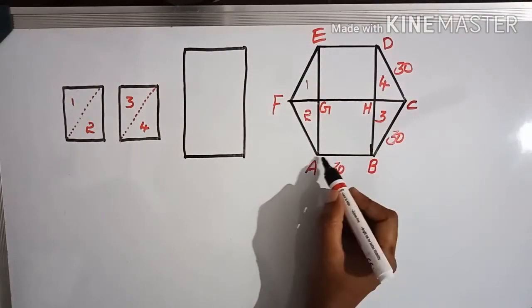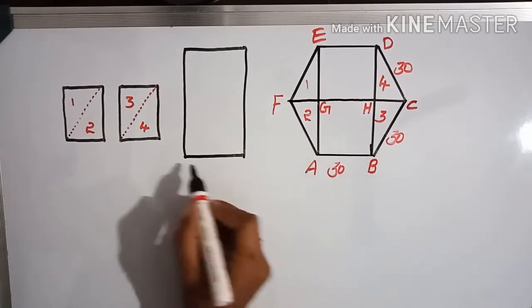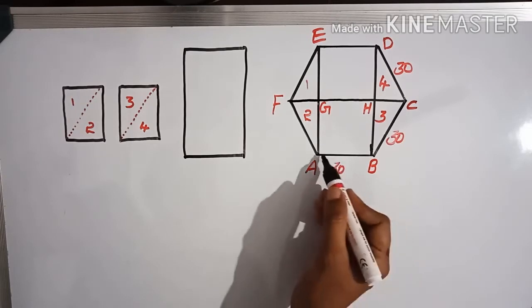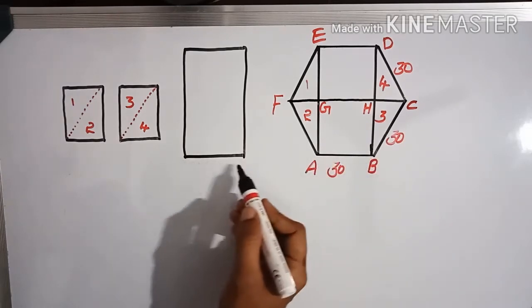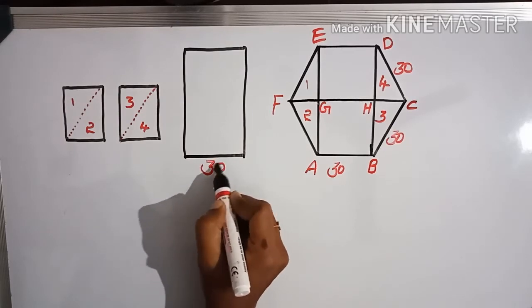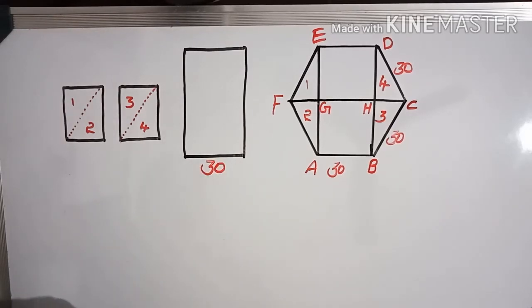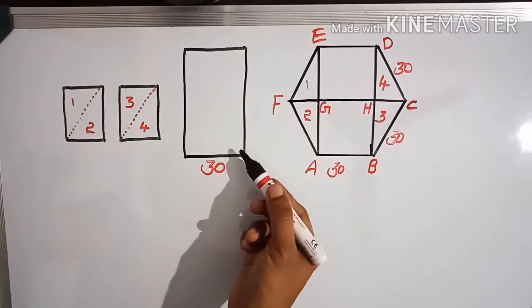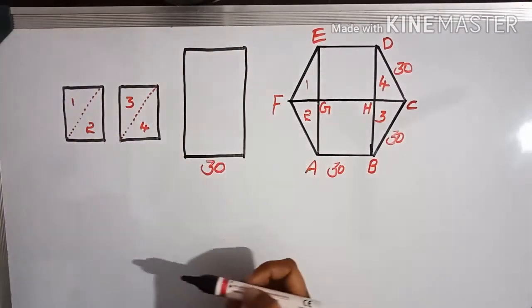Now check this 30, AB. This is the same as the breadth of this large rectangle. AB is the same as the breadth of the large rectangle. Therefore, the breadth of the large rectangle will be 30. Now we have to find the length of this larger rectangle and the breadth and length of the small rectangles.